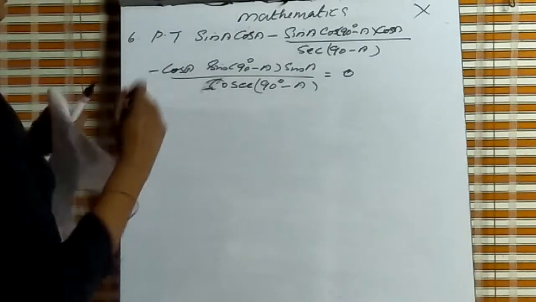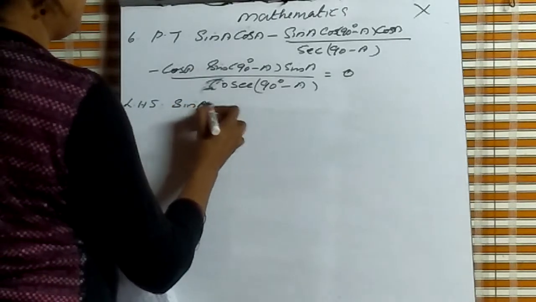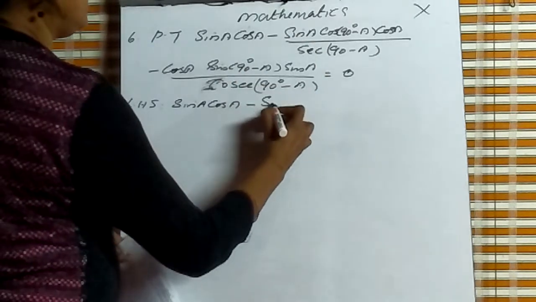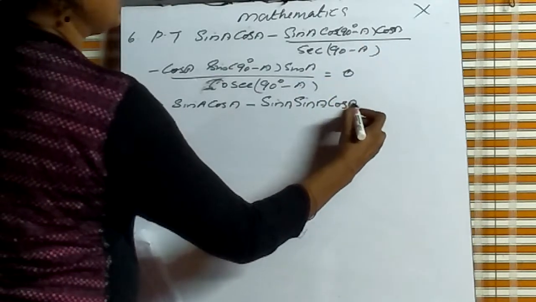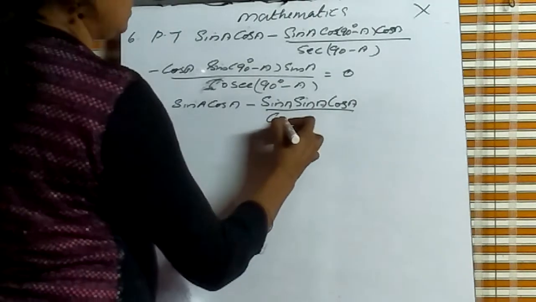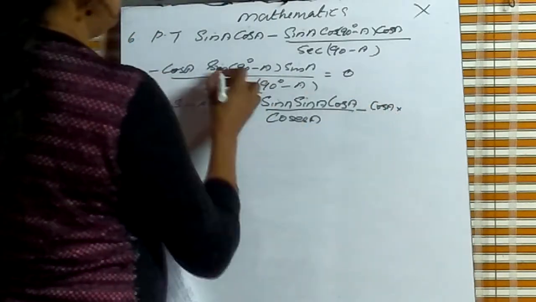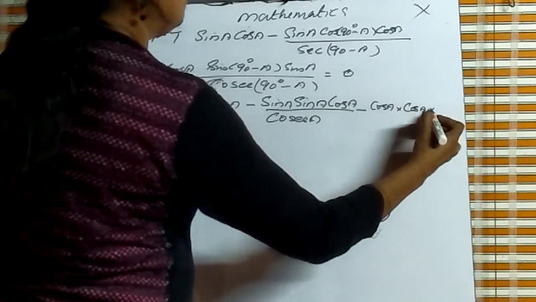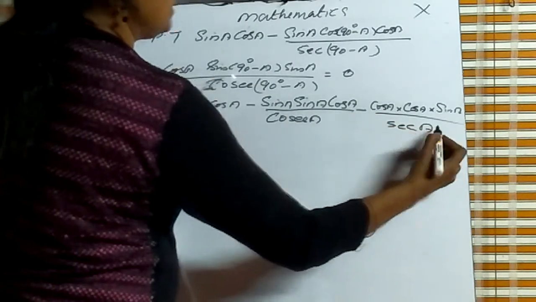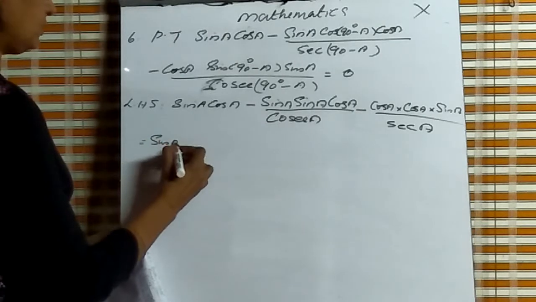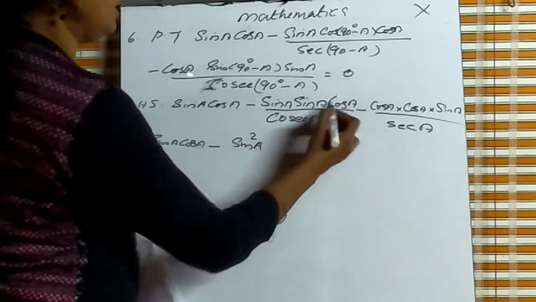Take the LHS, which is equal to sin A cos A minus sin A into cos 90 minus A, which is sin A, into cos A, divided by sec 90 minus A, which is cosec A, minus cos A into sin 90 minus A, which is cos A, into sin A, divided by cosec 90 minus A, which is sec A. Equals sin A cos A minus sin square A into cos A.